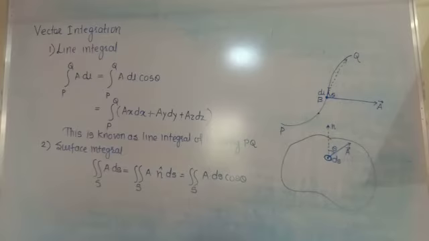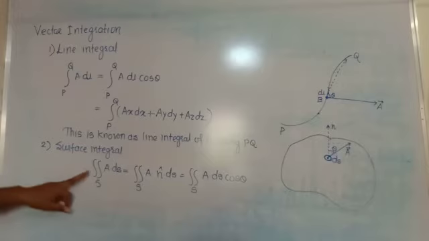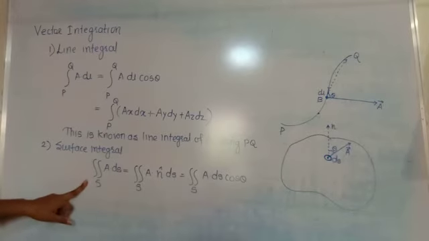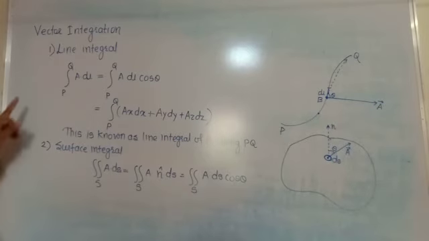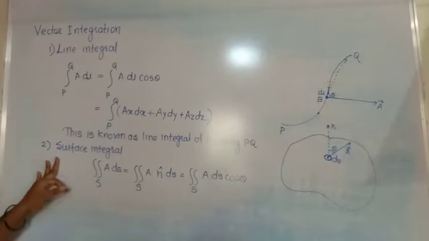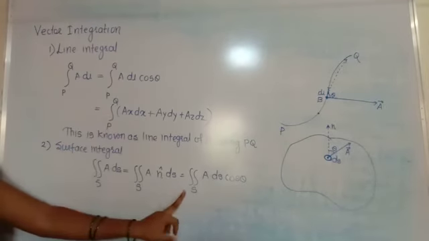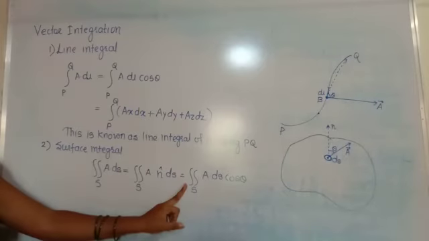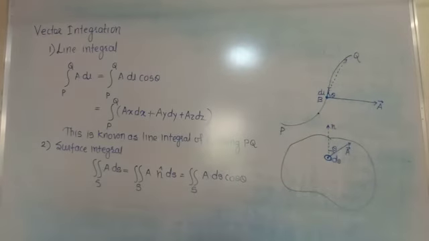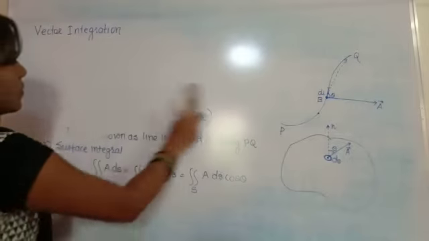An example of this: if A represents the velocity of a moving fluid in which a fixed surface is drawn, then the surface integral of A dot ds represents the rate of flow of fluid through the surface S. So the line integral has a single integration sign, and the surface integral has two integration signs. And then last, third, is the volume integral.